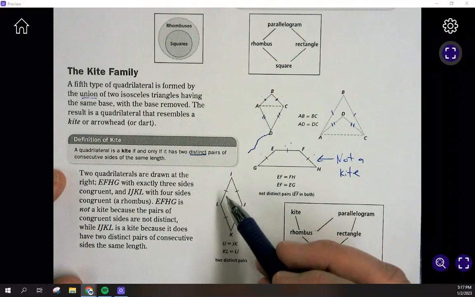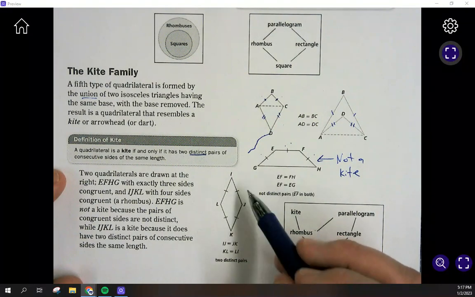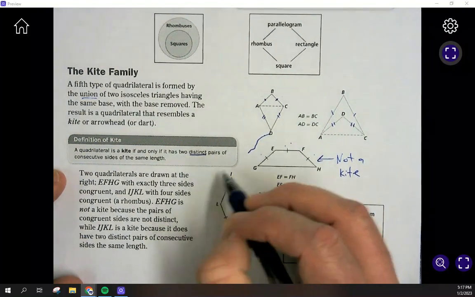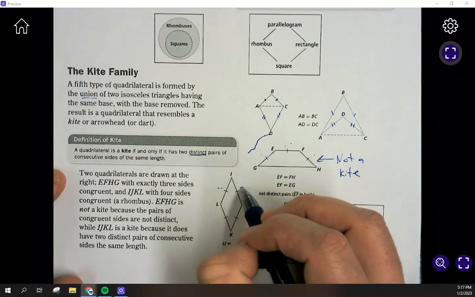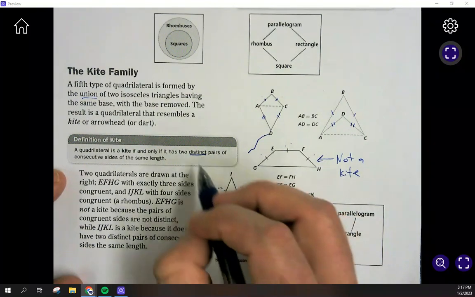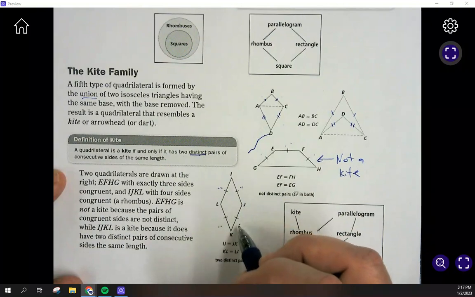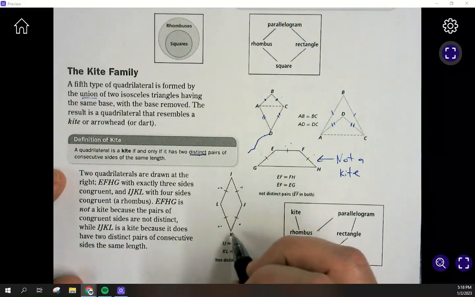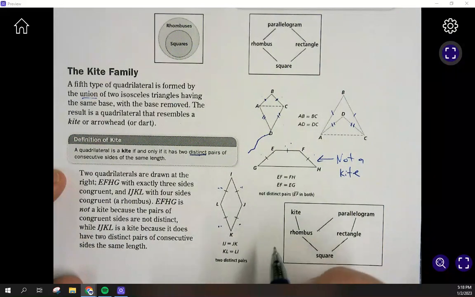This is a rhombus, right? Four equal sides. So you might say, well, that's not a kite. But as I work my way around, I have a pair of consecutive sides that are congruent right here. And I have another distinct separate pair. They're not sharing any of the sides from this pair down here. So this is a rhombus, but this is also a kite. It has two distinct pairs.